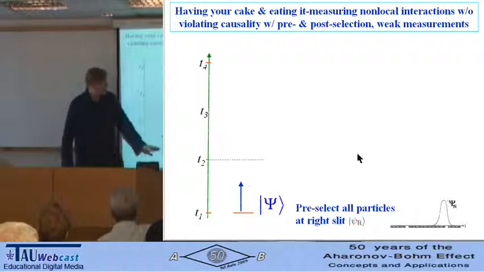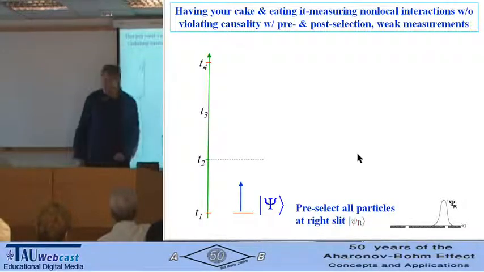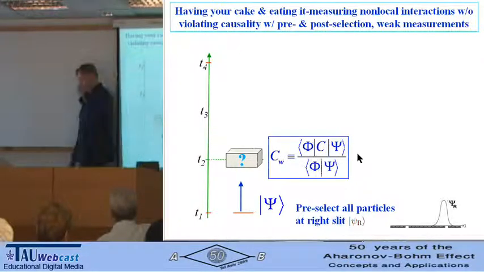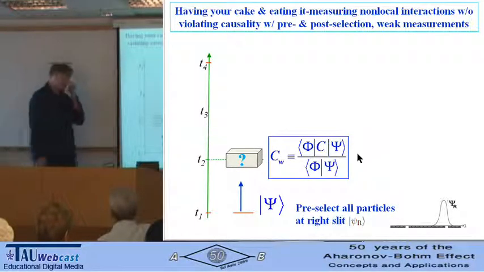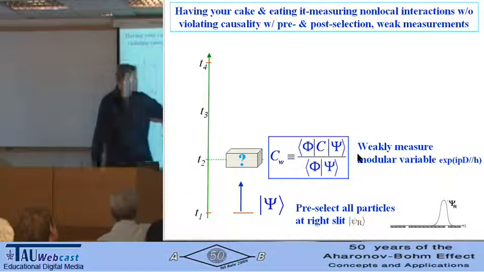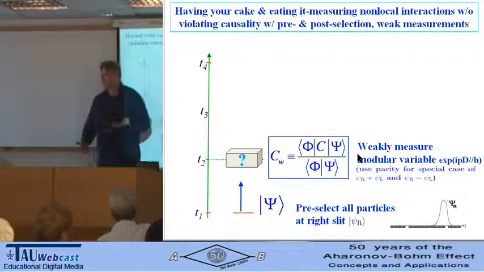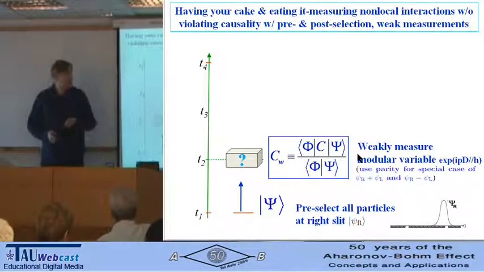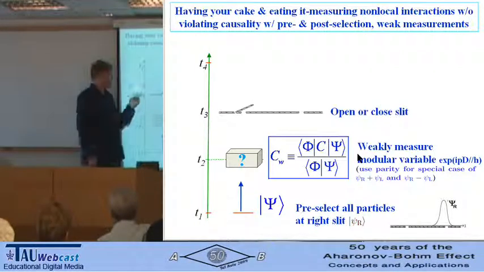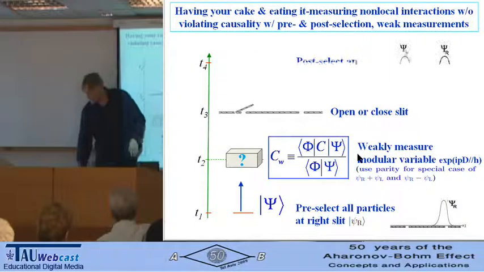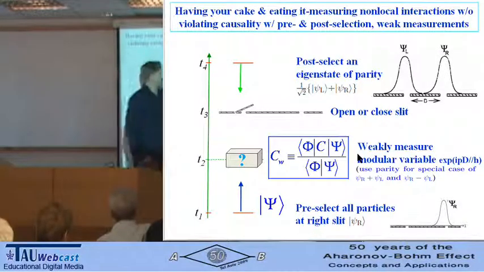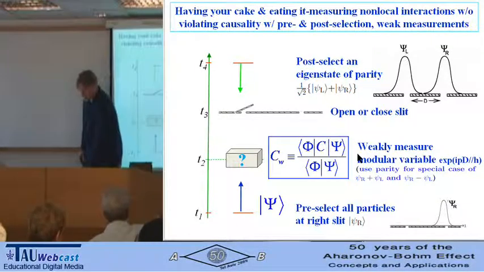So just very quickly, the way this is done, we do a pre-selection on the particle at the right slit. We're going to do a weak measurement. You've all actually given a very nice review of what weak measurement is, but it's given by this expression. And we're going to weakly measure a modular variable. In the particular case, we're just looking at psi left plus right or left minus right. We can actually do the parity. The next thing that's going to happen in time is we open and close the left slit. And then finally, we're going to post-select on an eigenstate of parity, namely as if it was in both slits.